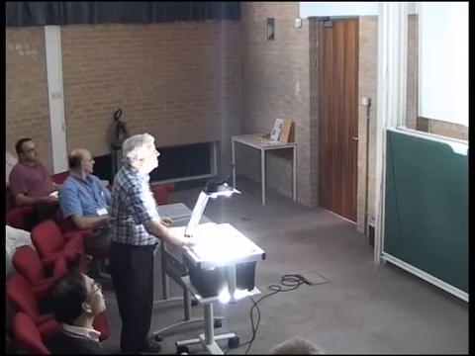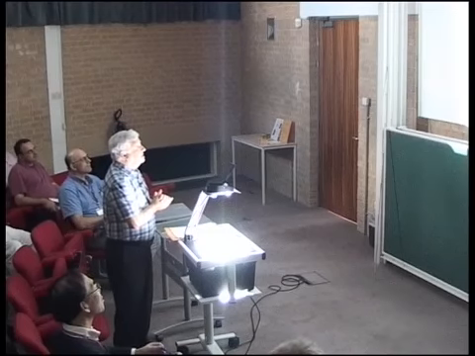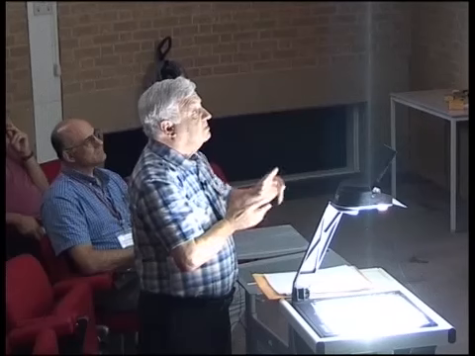Artificial black holes, I will explain what it is. So we start with a Lorentz metric. It has signature plus one, minus, minus, minus, and we assume the variables are x1 through xn in R^n, and x0 is a time variable. We assume that the metric does not depend on time, so it's called a stationary metric. And consider the wave equation corresponding to this metric.